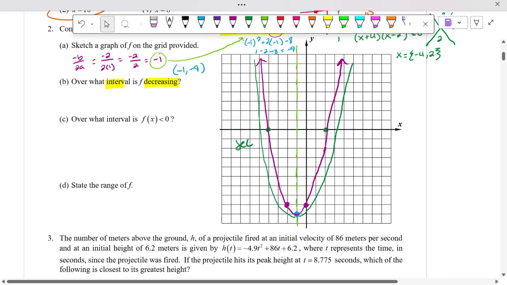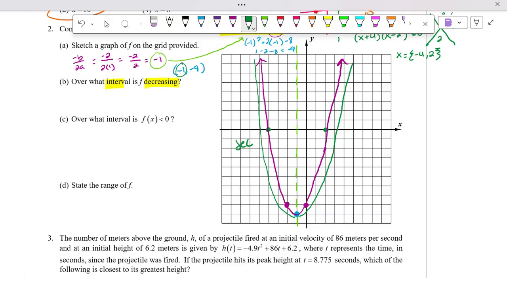So are we using the x or y value of the vertex? We're using the x value only, which is what? -1. So another way you can think about it is use the axis of symmetry. All right. So I'm going to write this both in interval notation and in set builder notation. All right. So interval notation first.